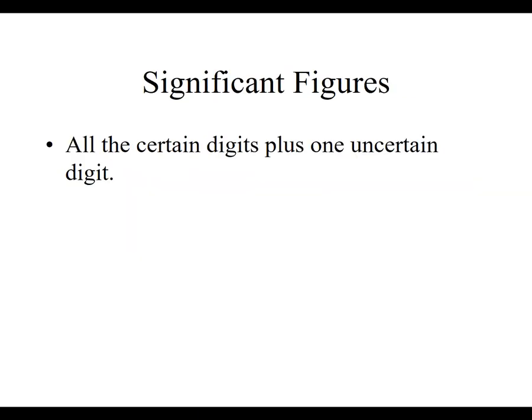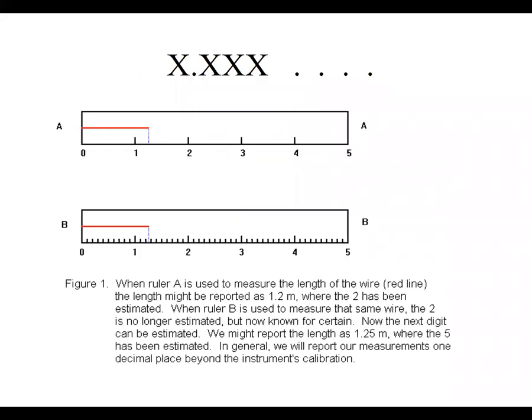We can define significant figures as all the certain digits plus one uncertain digit. And so to illustrate, let's say that we want to measure something, perhaps a copper wire, and that red line there is my copper wire. And I've got two rulers with different degrees of precision. I have a ruler A, which for the sake of discussion, we'll say measures in meters, although the units don't really matter for this discussion. It's actually the numbers themselves we're interested in.